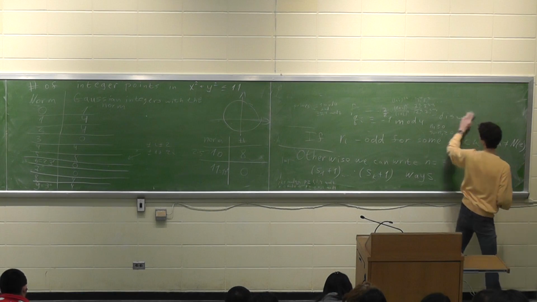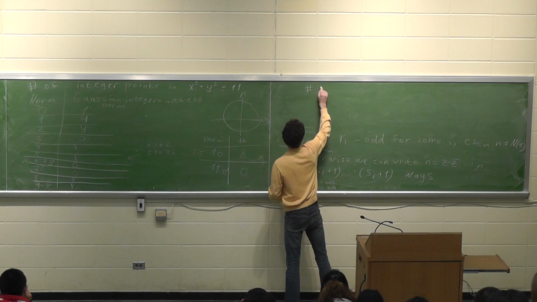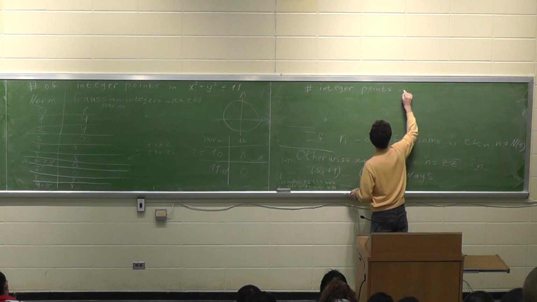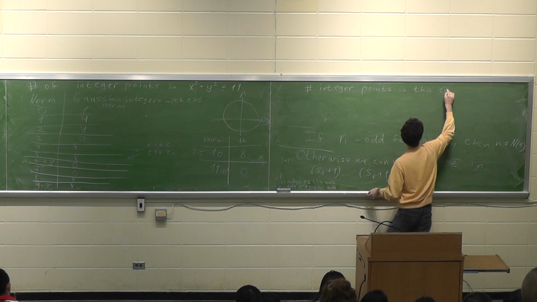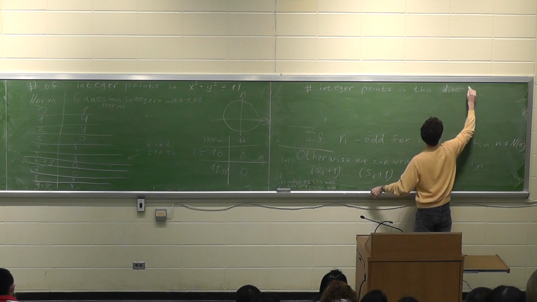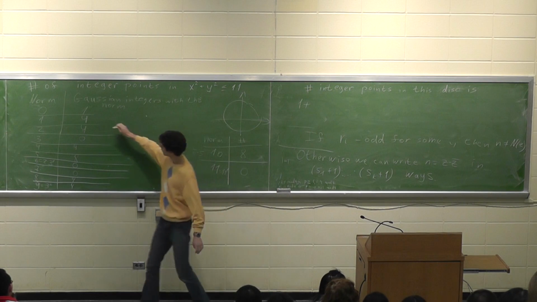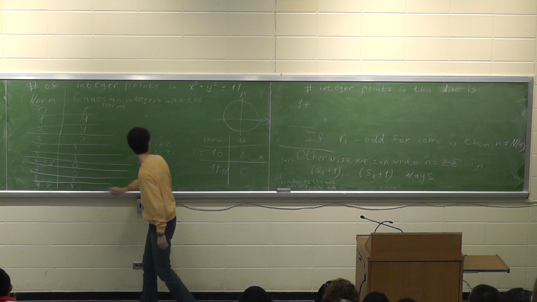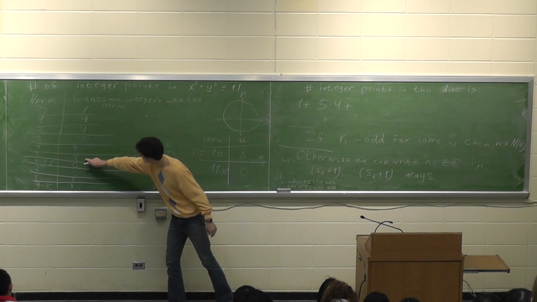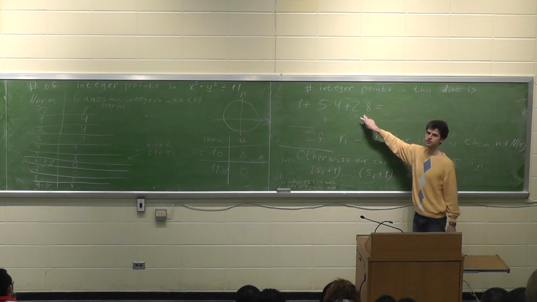So the number of integer points inside of this circle is 1 plus how many 4s do we have? 1, 2, 3, 4, 5. 5 times 4, plus how many 8s do we have? 1, 2. So it's 20, 36, 37.